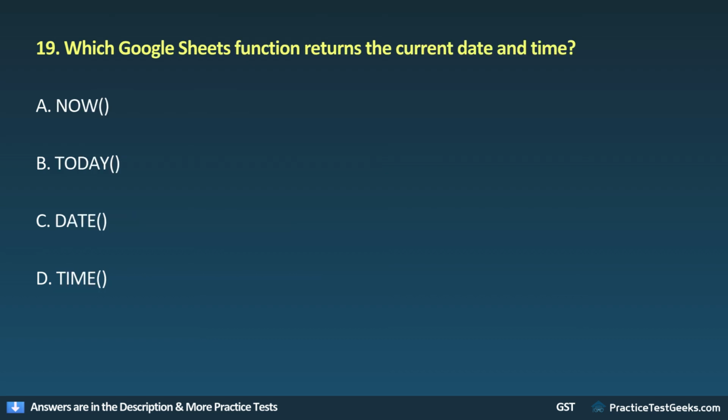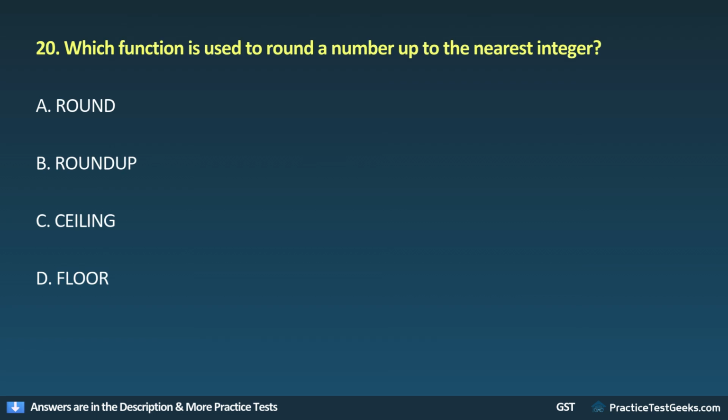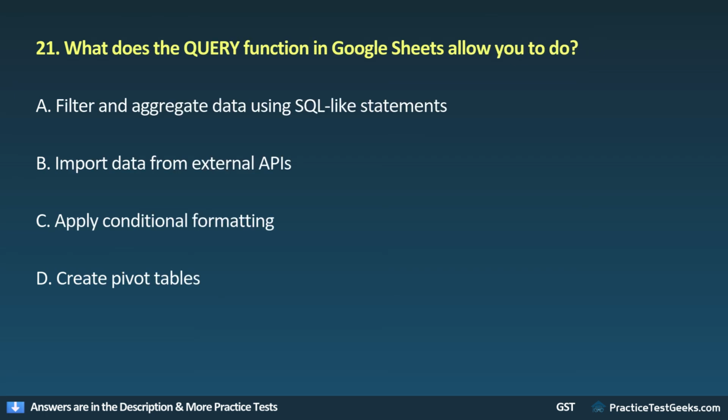19. Which Google Sheets function returns the current date and time? A. NOW. B. TODAY. C. DATE. D. TIME. 20. Which function is used to round a number up to the nearest integer? A. Round. B. Roundup. C. Ceiling. D. Floor.